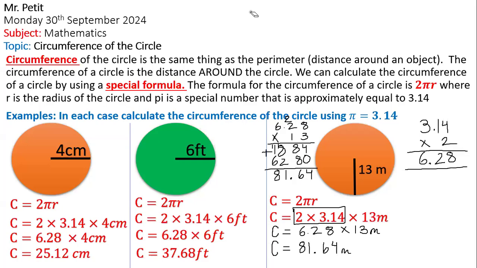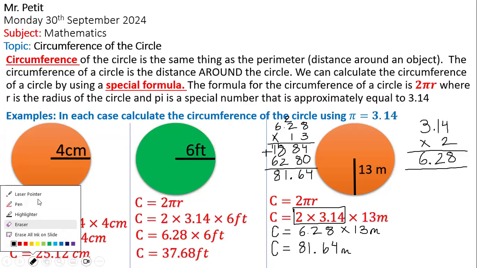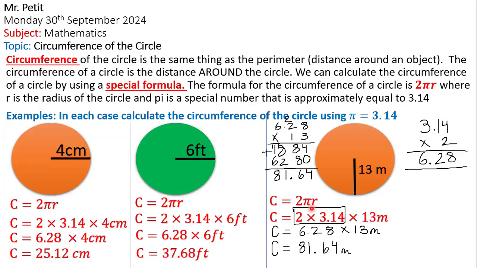Elijah, just the last. I don't understand. Which one you don't understand? Number 3. Which part? The one with the 81. You mean the one with multiplying the 13 by the 6.28?